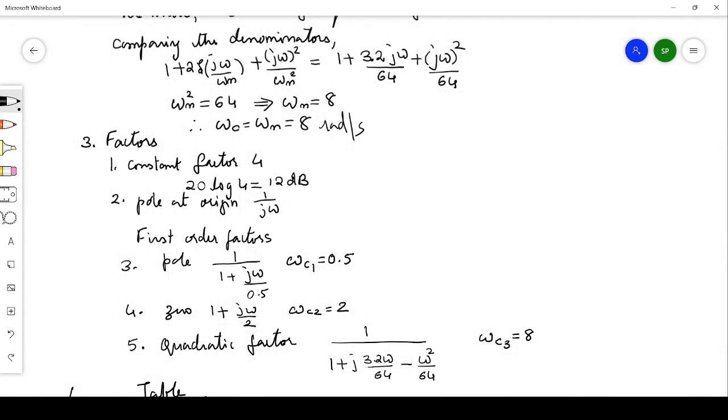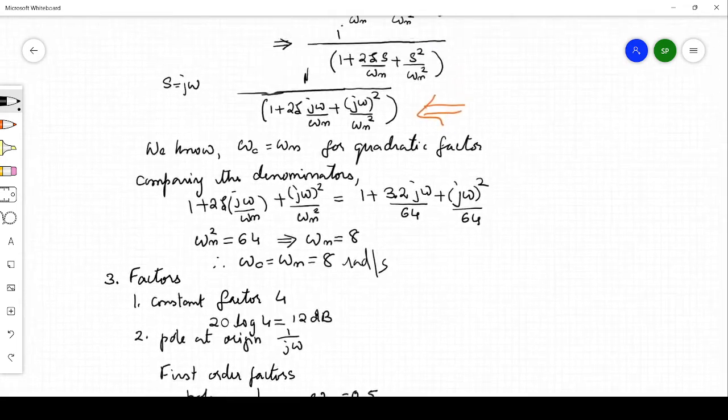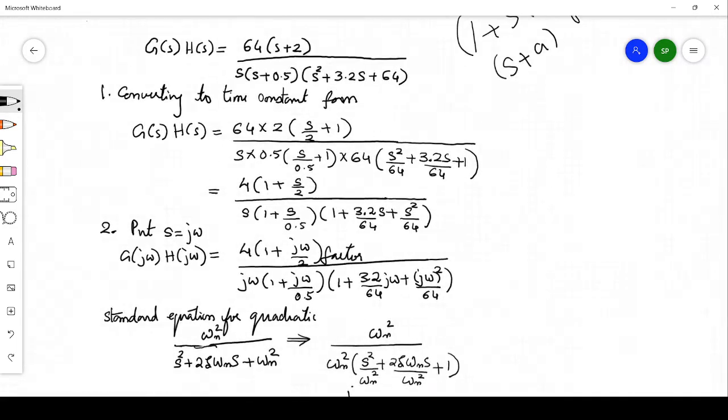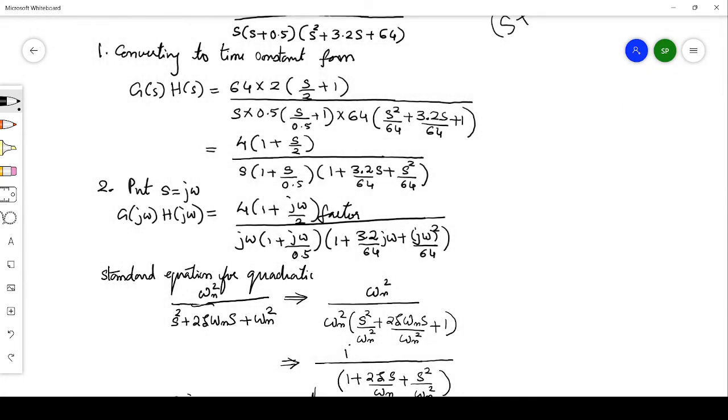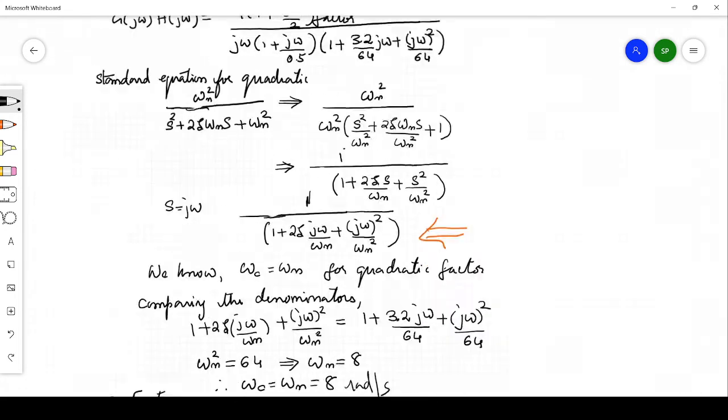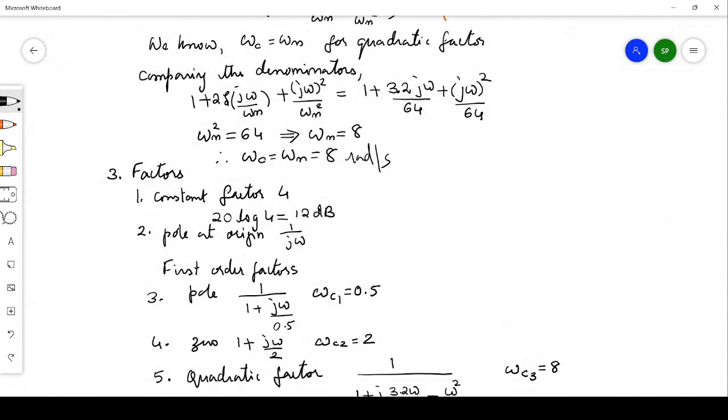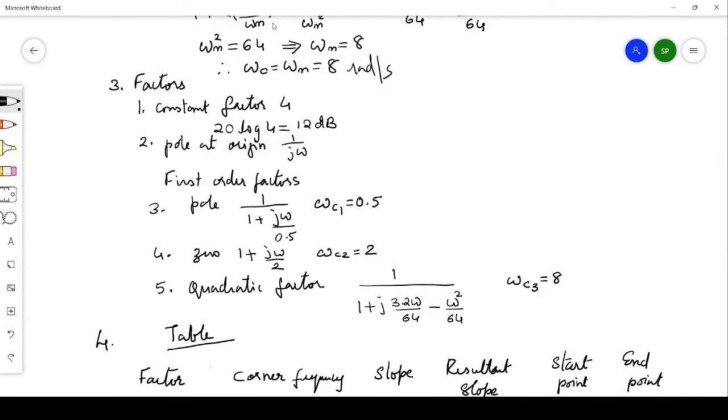From the given transfer function, I'll show you the transfer function here and see what factors are present. We have a constant term 4, then a first order zero, then a pole at origin, then a first order pole, and then a second order pole or quadratic factor pole. So the factors have been identified.